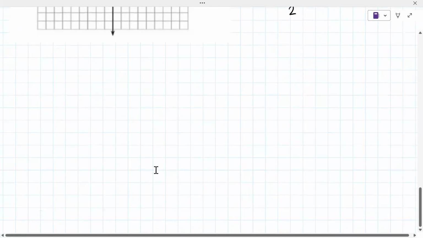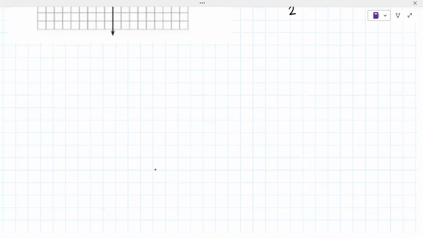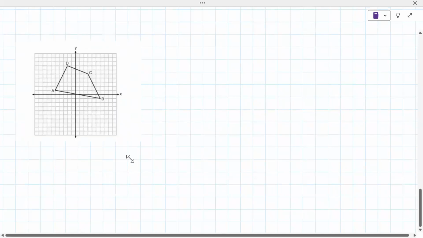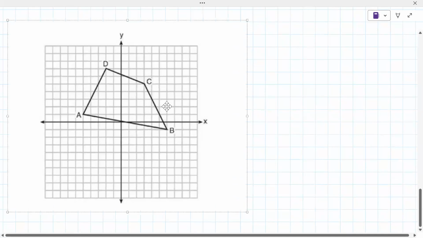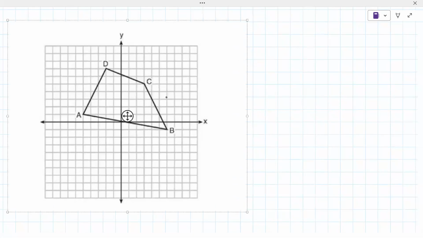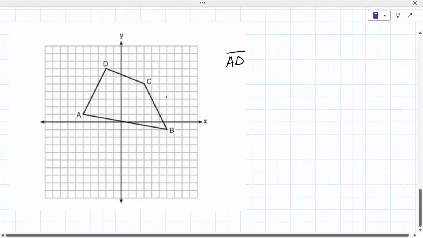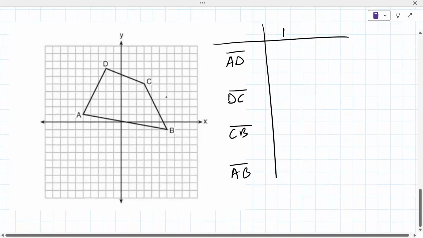All right. So we don't have a ton of time here for this one. Actually, let me see if I can find where it's already graphed. All right, here we go. So at first glance, what do you think this is? What name would you give this shape? I'm not sure, to be honest. Okay, that's fine. Let's find the slope of AD, BC, CB, and then AB. Why don't you find all those slopes for us, please?